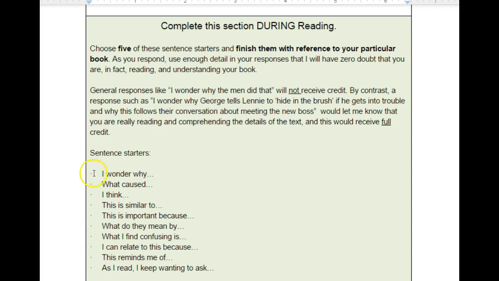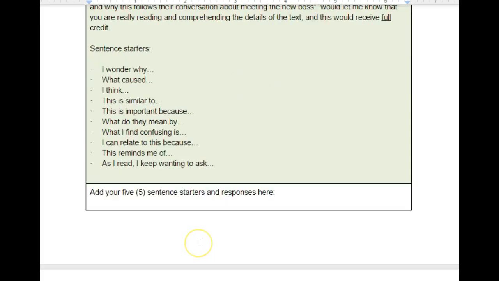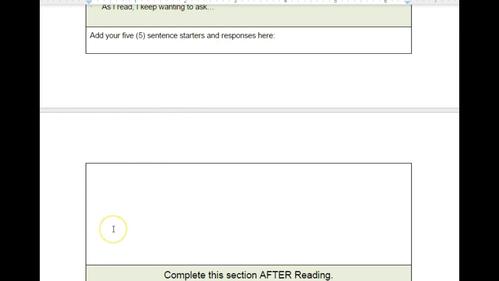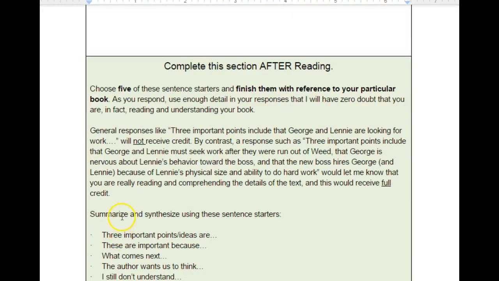So, for example, is, I wonder why George won't let Lenny talk when they go to meet the new boss. Or, this is similar to the movie, blah, blah, blah. Or, what I find confusing is why Steinbeck alternates every other chapter in Grapes of Wrath with stories about the people that aren't in the story. Those are, by the way, called intercalary chapters. It's kind of a neat technique he's used. So you're going to finish 5 sentences while you're reading to keep your brain awake, to keep you active and engaged in understanding.